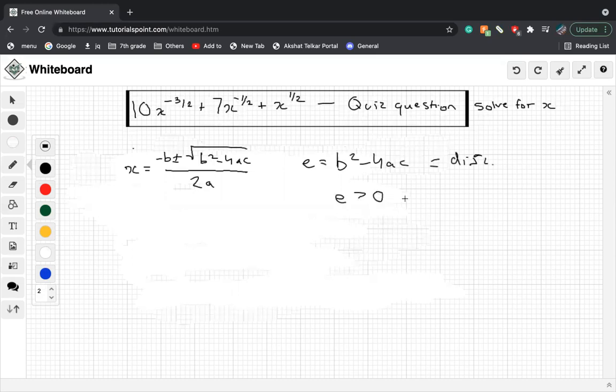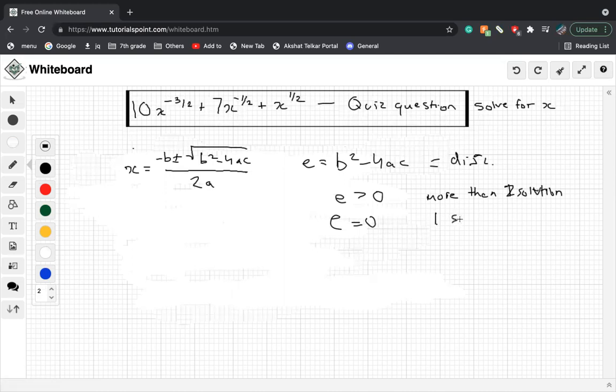So if E is greater than 0, there's more than one solution. Excuse my handwriting. And if E equals 0, can you guess how many solutions? There's only one solution.